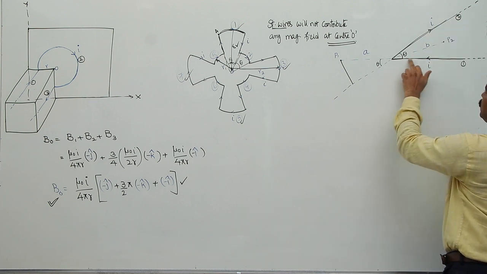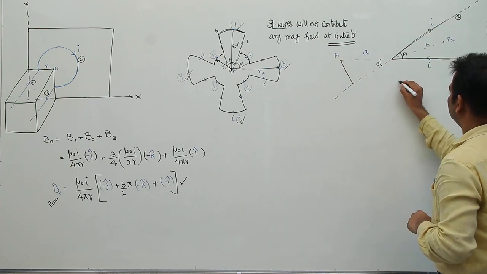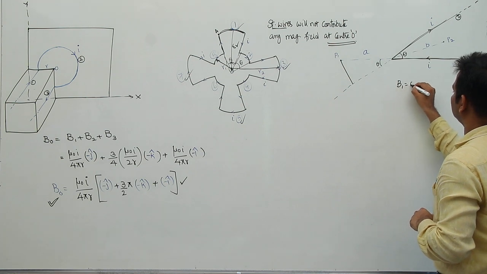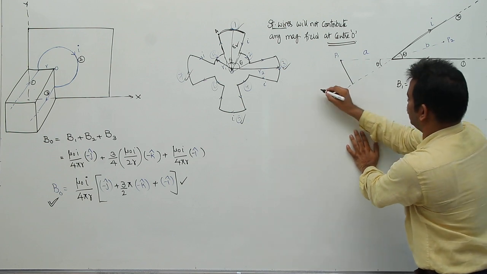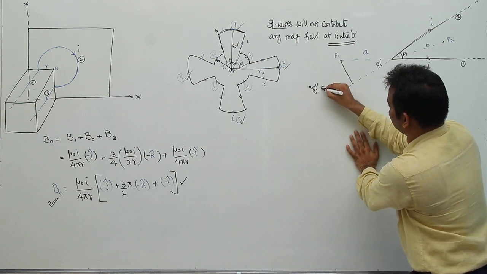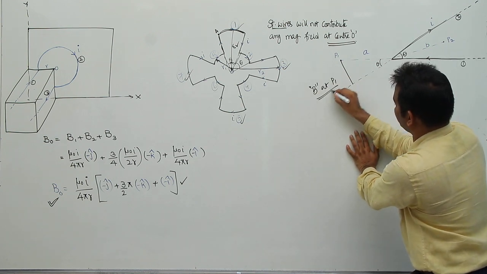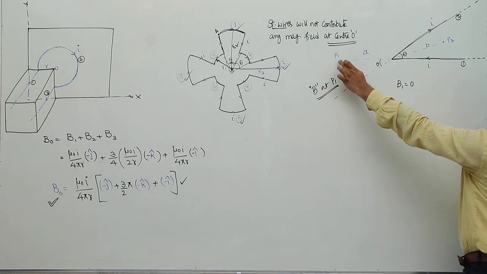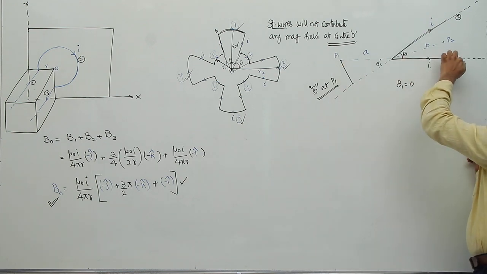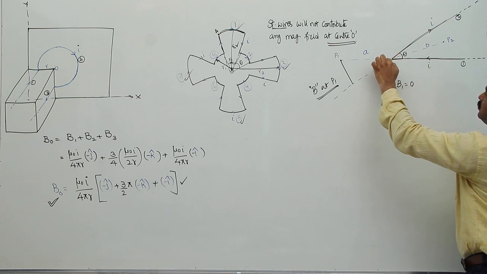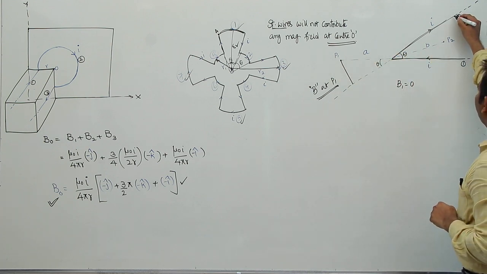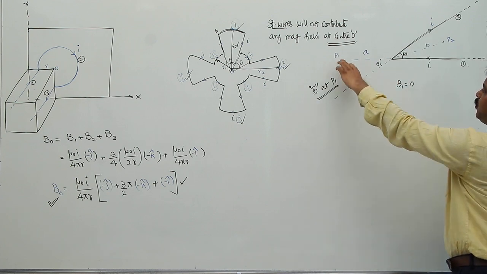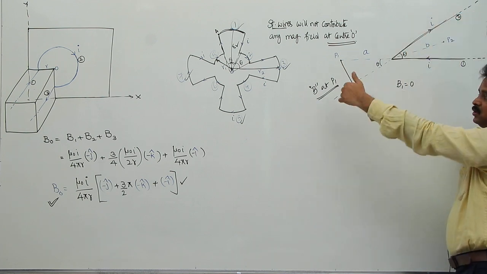Now what is the magnetic field due to this one at this point? So B1 is 0 at this point P1. First I am finding the magnetic field at P1. The point lies on the axis of this straight wire, so the magnetic field due to the first part is 0. Now the magnetic field due to the second part, because this point is outside the range of this wire.